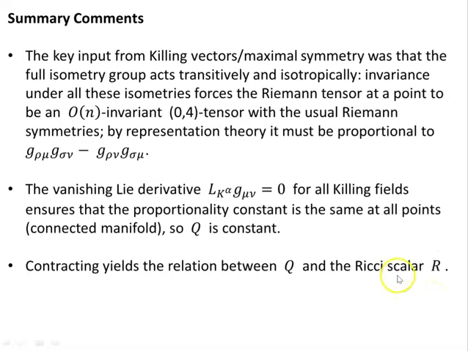All right, next bit. So just to summarize here a bit. Now the key input from Killing vectors and maximal symmetry was that the full isometry group acts transitively and isotropically. So invariance under all these isometries forces the Riemann tensor at a point to be an orthogonal-group-of-degree-n invariant (0,4) tensor with the usual Riemann symmetries. So by representation theory, it must be proportional to this, where we represent these symmetries as these matrix-like objects here.